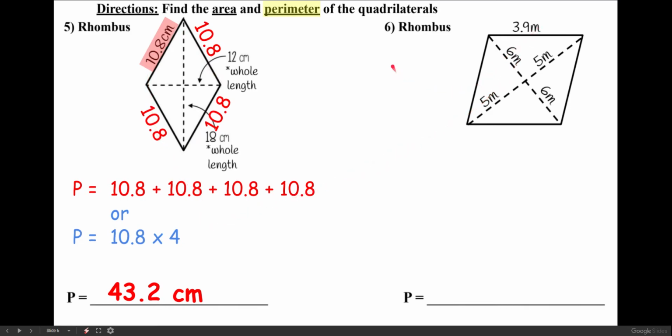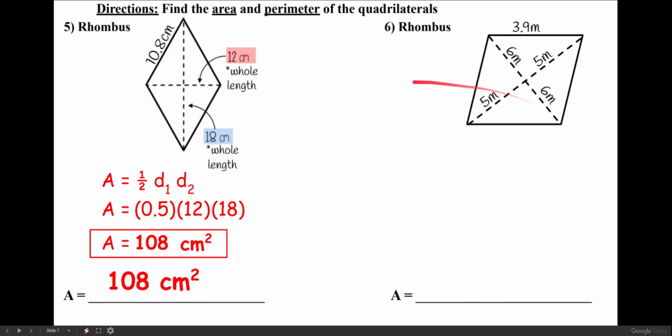All right, let's take a rhombus number 6. So 3.9 meters, that's on the outside. Well, actually, let's go back to area. So area, again, we need to multiply the diagonals. So 1/2 diagonal 1 times diagonal 2. What is diagonal 1? Well, this length is 5 right here, and this length is also 5. So this diagonal is 10.